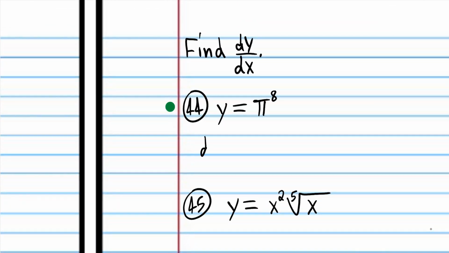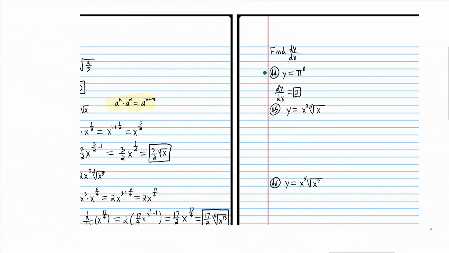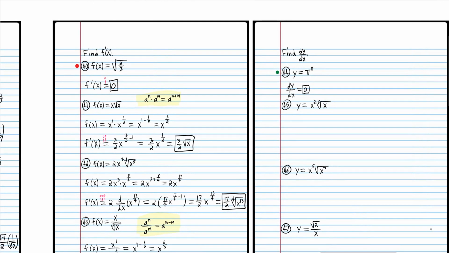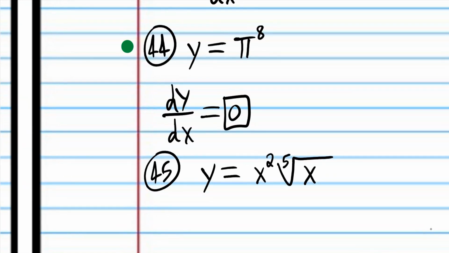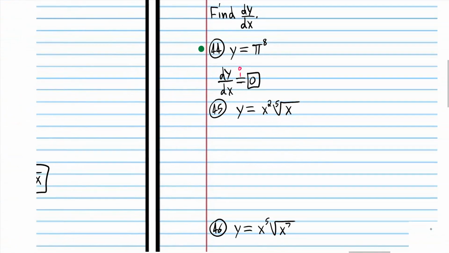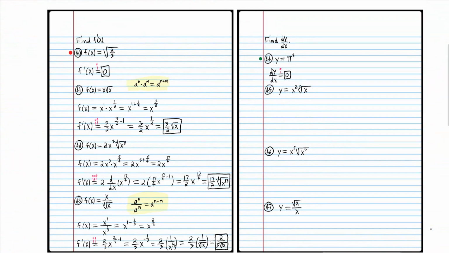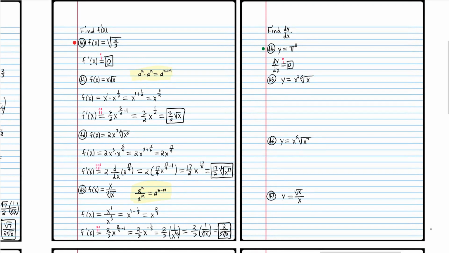Okay, we're back, so we want to find the derivative of that function. The derivative is 0. Because pi is a constant, if you raise it to the 8th power, it's still a constant. So it's kind of a trick problem. That's differentiation formula number 1. Alright, so go ahead and try number 45. When you come back, we'll do it together.